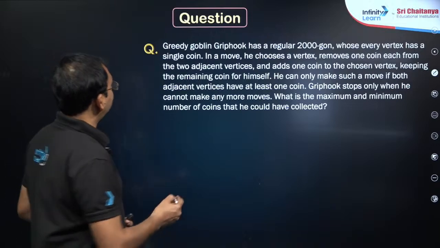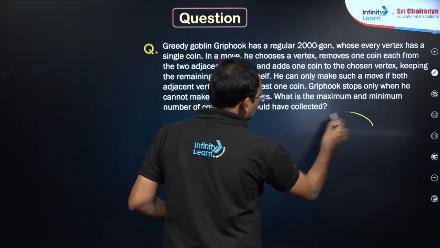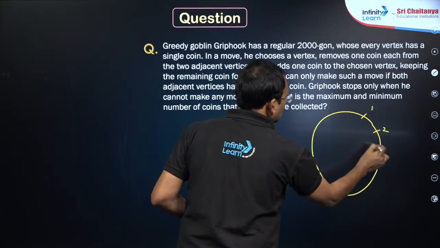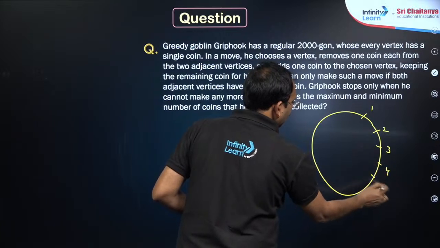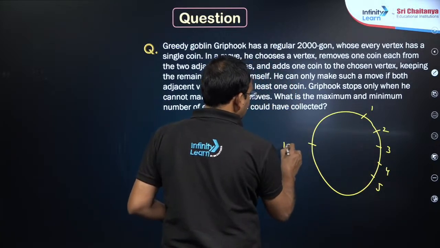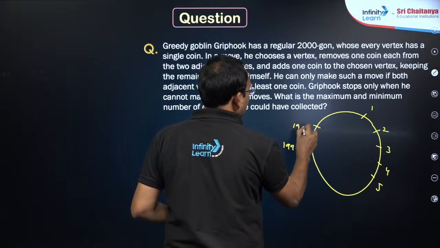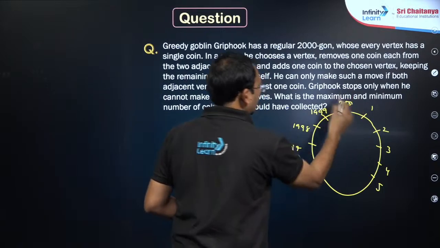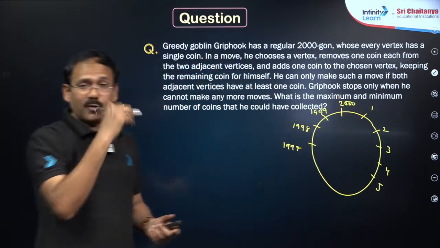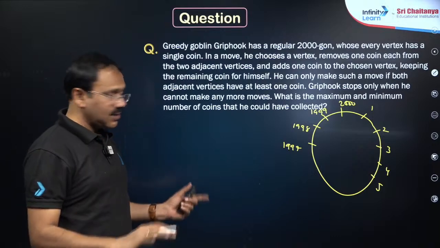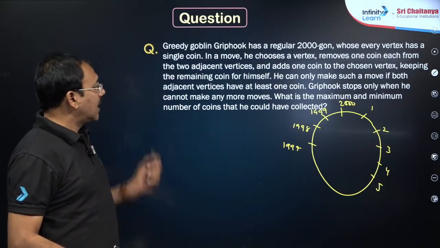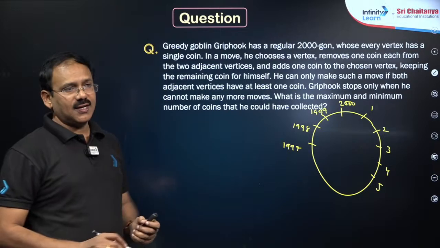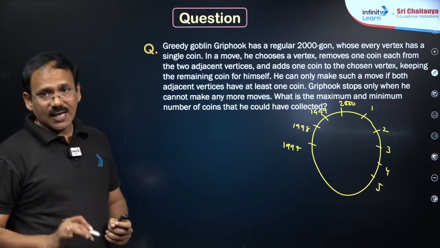You see, dear students, a 2000-gon is there. Suppose this is 1, 2, 3, 4, 5, 1997, 1998, 1999, 2000. Suppose the vertices of a polygon, of course I have drawn like a circle, let it be. Now he starts, I have to find the maximum amount he can collect, the minimum amount he can collect. Right, dear students, for the maximum let us start.